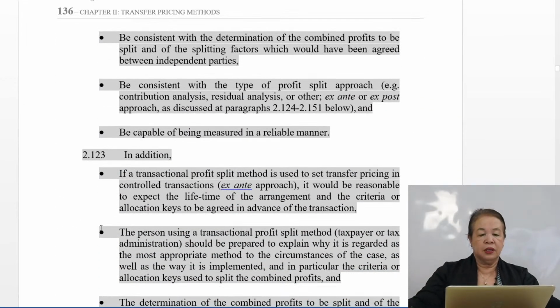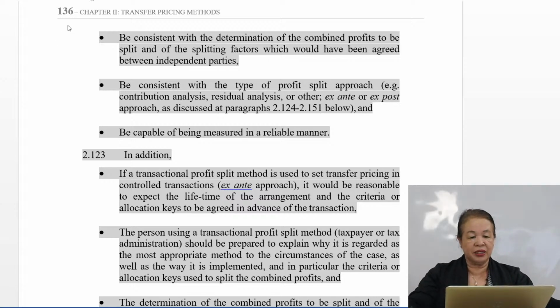Also, be consistent with the determination of the combined profits to be split and of the splitting factors, no? So, which would have been agreed between independent parties. So, paano din-determine yung combined profits? Dapat, ang ginamit na splitting factors, yung agreed upon by independent parties, no? Kasi kung related parties lang, dictated lang yun, controlled ang related parties, no?